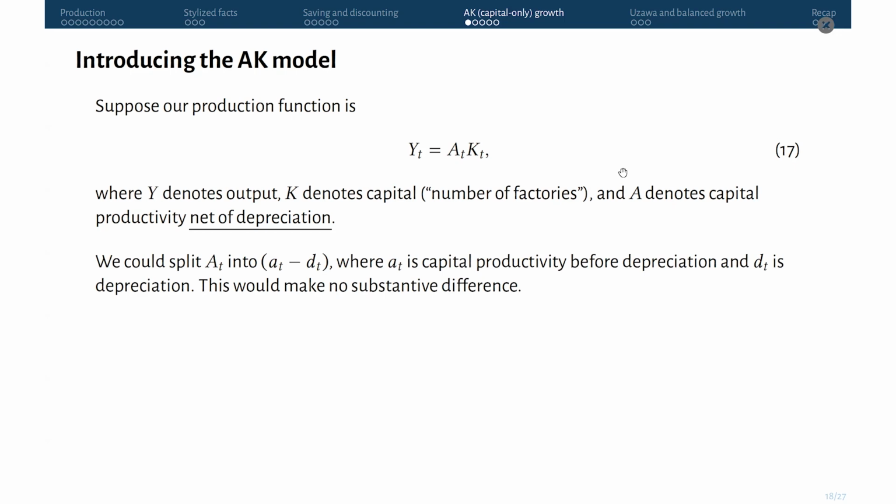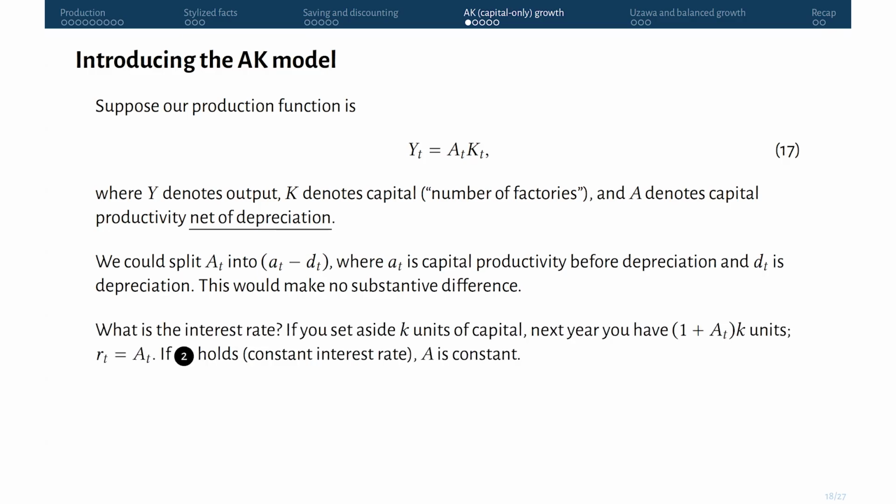We could split A into the capital productivity before depreciation and the depreciation component, but this would make no substantive difference and just makes things simpler to work with this way. What's the interest rate in this world? Well, it's the marginal product of capital, as always, so it's A. A really clear way to see that: let's say you put aside little k units of capital. Well, next year you should have 1 plus A times as much capital.